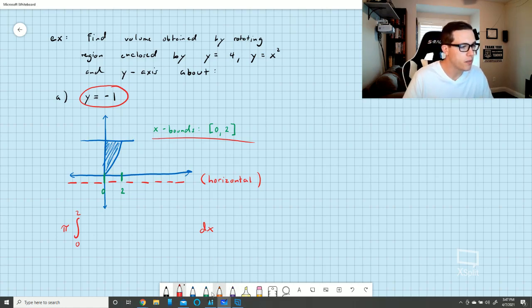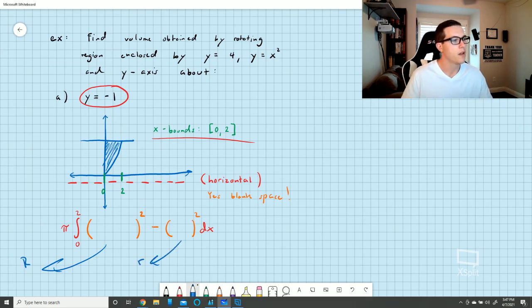Next question, do you see blank space or not? Definitely. So look, from 0 to 2, that graph is not even touching at all the axis of rotation. So I'm going to have 2 radii, something squared minus something squared. This one is going to be your big R. This one is your little r. Okay, so that's my setup. Let's move this over so I have plenty of room to work.